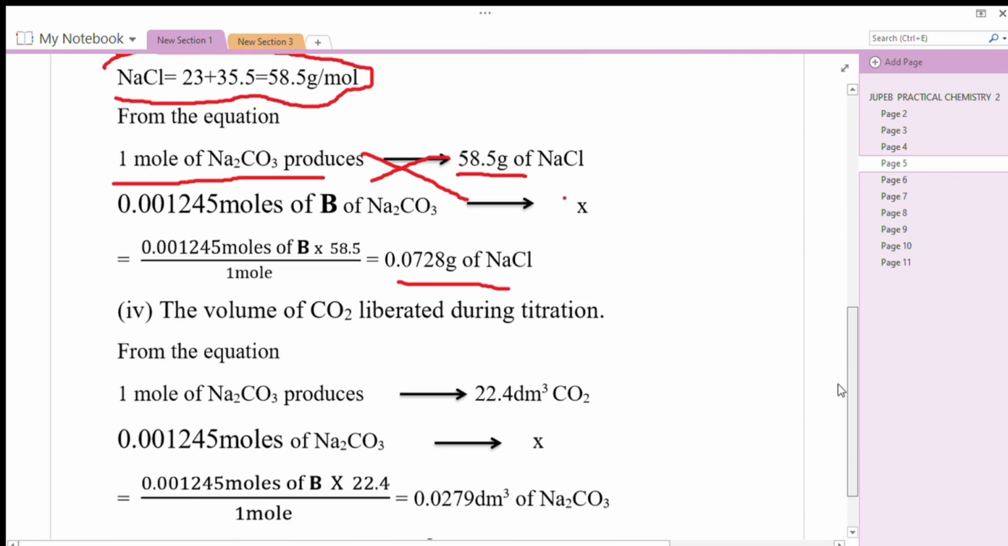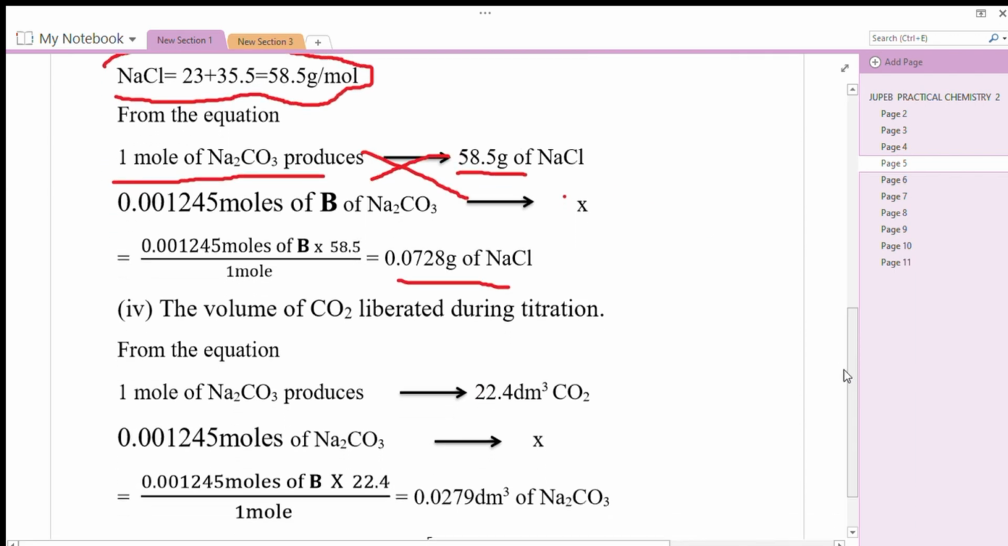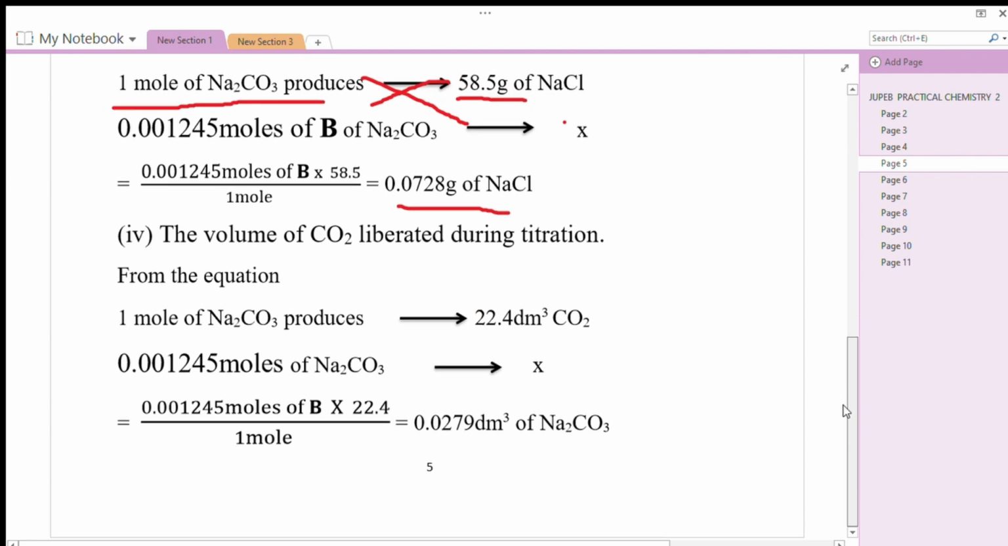Good. Now, lastly, as we round off these questions so that we do not waste our time, what is the volume of CO2 liberated during titration? Also from the equation, we can relate this: 1 mole of sodium trioxocarbonate to 22.4 dm³ of CO2, as STP is given.